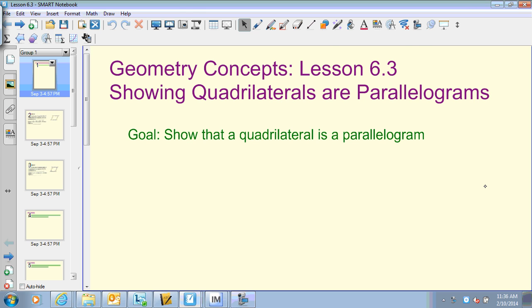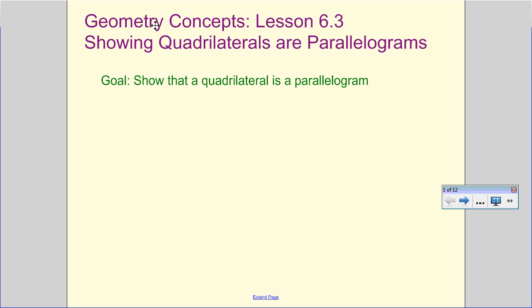All right, ladies and gentlemen, let's take a look at lesson 6.3. What we're going to do is show that quadrilaterals are parallelograms. So that's our goal, to show which quadrilaterals are parallelograms. We looked at properties of parallelograms in lesson 6.2, and now we're going to work on recognizing some more properties and using those properties.